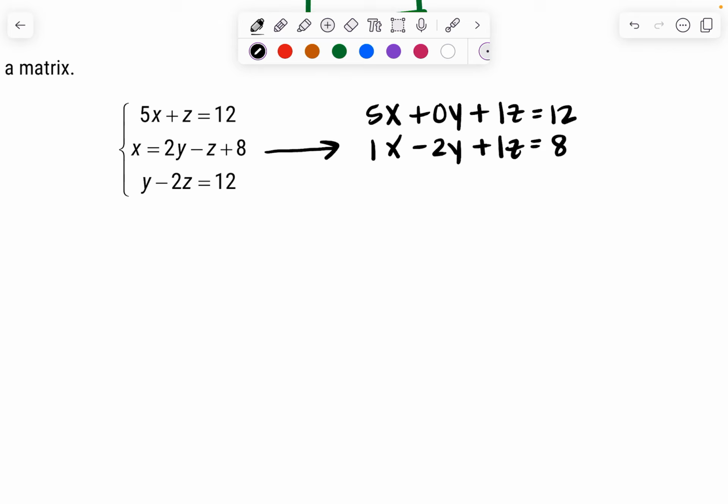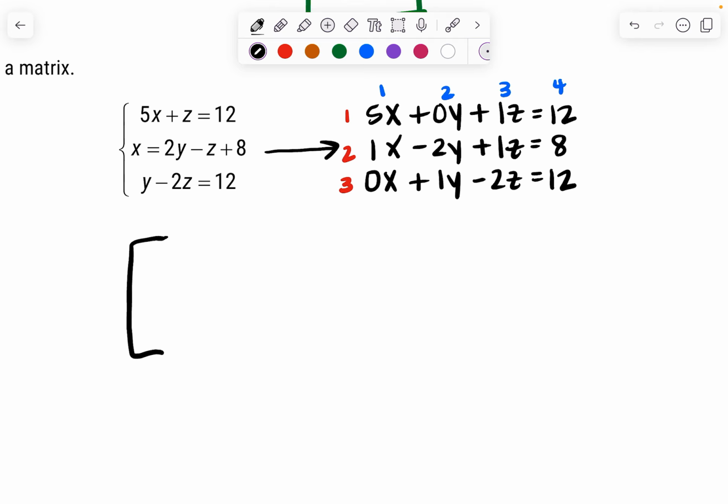And then I jump down to my last equation. There is no x. There is 1y. And there's minus 2z is equal to 12. Now from here, I can see that I have 1, 2, 3 rows, and I have 1, 2, 3, 4 columns. So I'm going to go ahead and write out my matrix. Again, you can have that little line separating your variables from your answers, but it's not required.